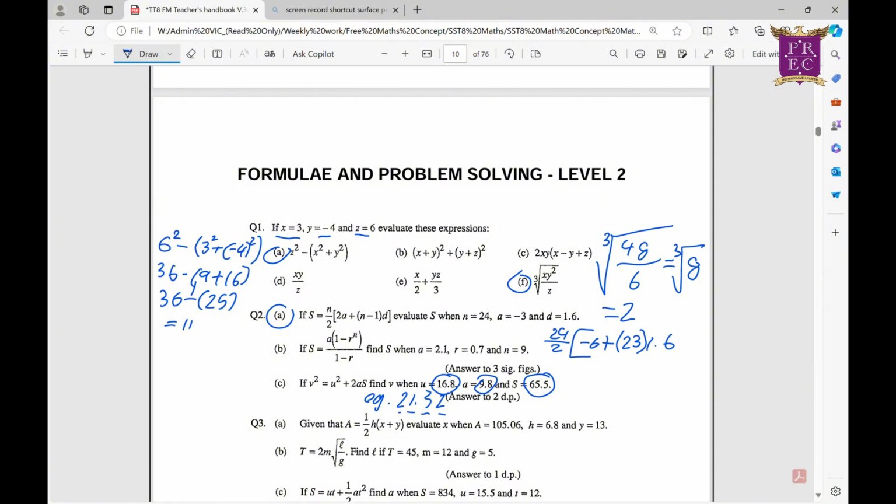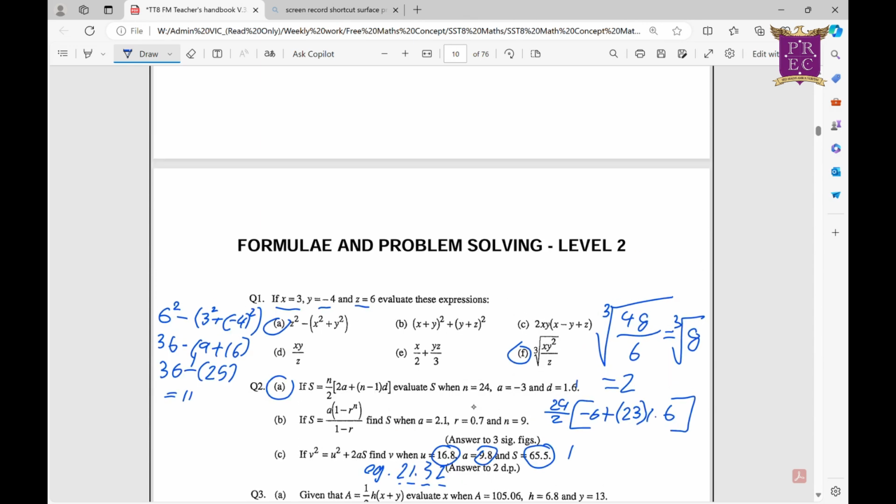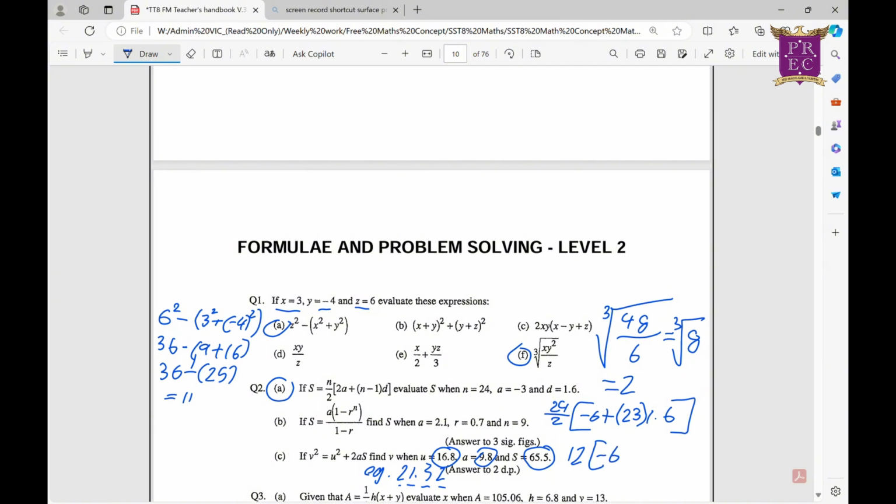Now what we need to do is simplify this equation that we've got here. Let's first simplify the thing outside the brackets. What's 24 divided by 2? That's 12, so we put 12 on the outside, and negative 6 plus 23 times 1.6.